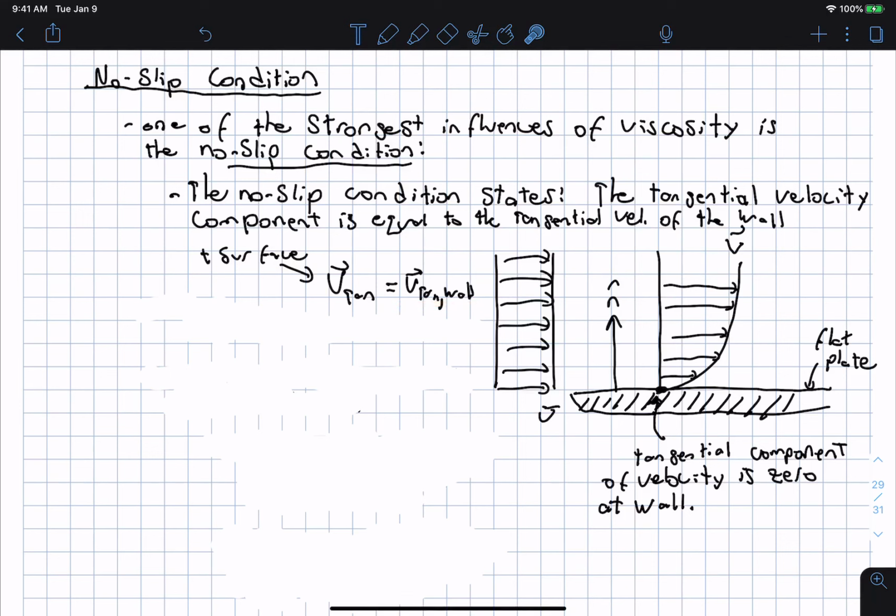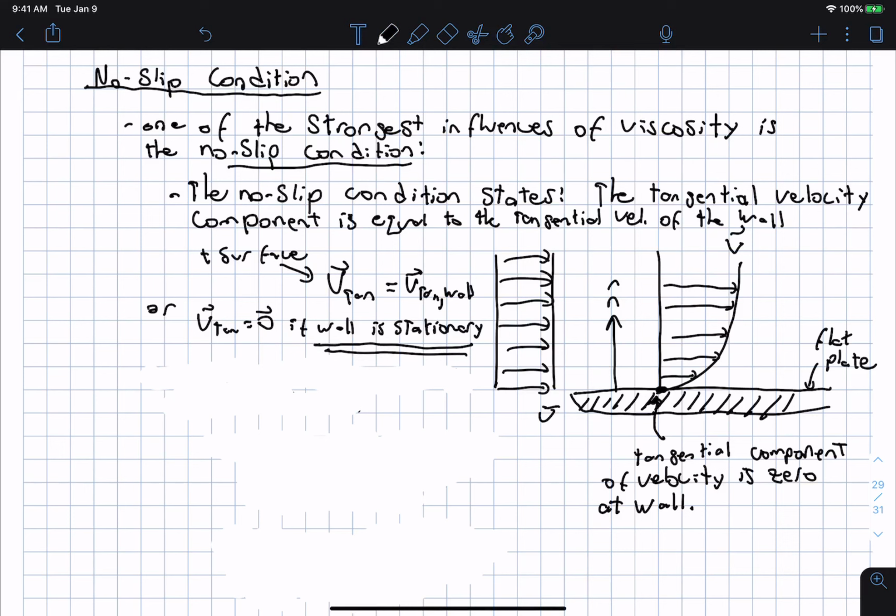Because instead of air flowing over a plate like this, it could be a plate moving through stationary air, like an airplane wing, or something like that. But the picture would look more or less the same. Okay, and this will generalize: if the wall is stationary, then you can just say that the tangential component of the fluid velocity is 0, but that's only if the wall is stationary.